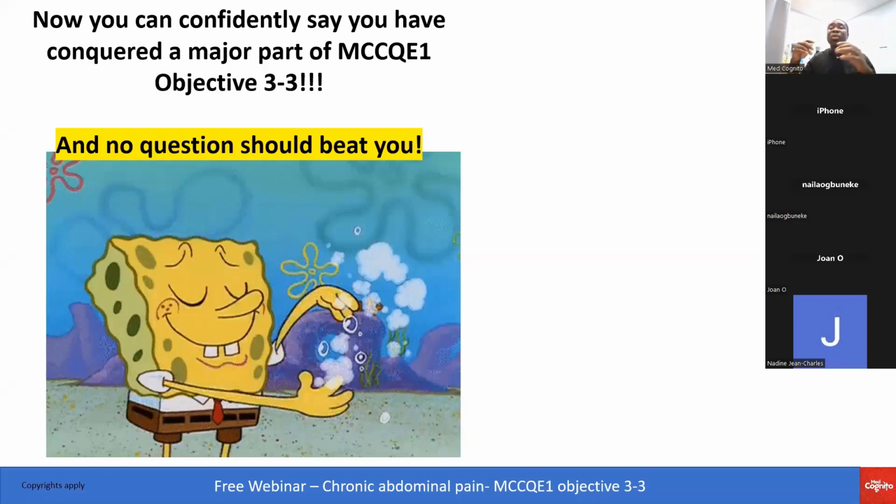Exactly. So if the ampulla of Vater or the area like Santorini has a stricture, then you want to dilate it so that the pancreatic enzymes can flow. And for steatorrhea, we can do pancreatic enzyme replacement. Exactly, you can give that.